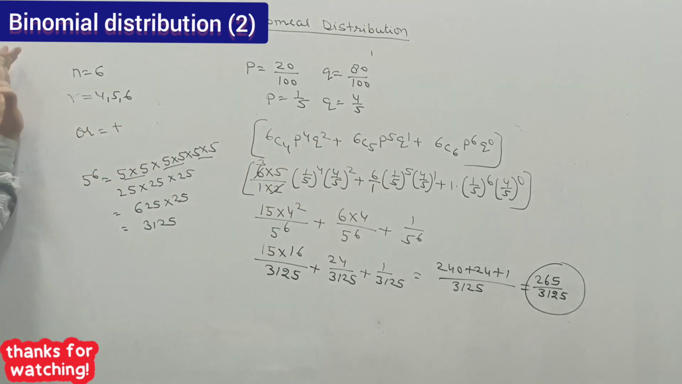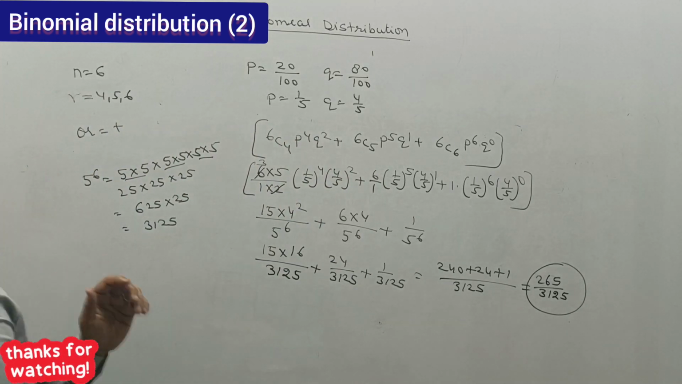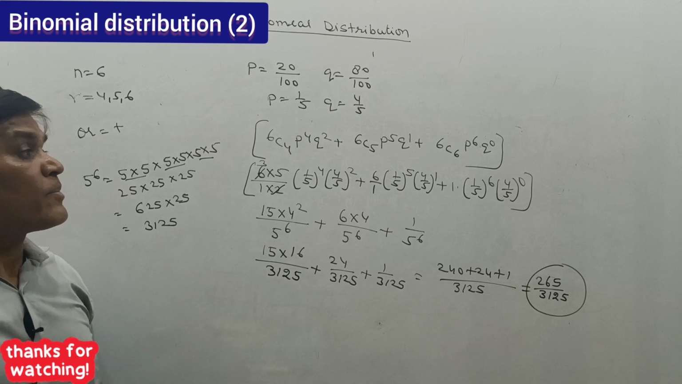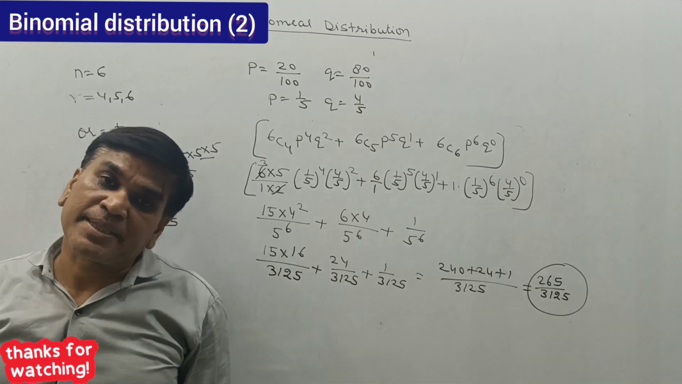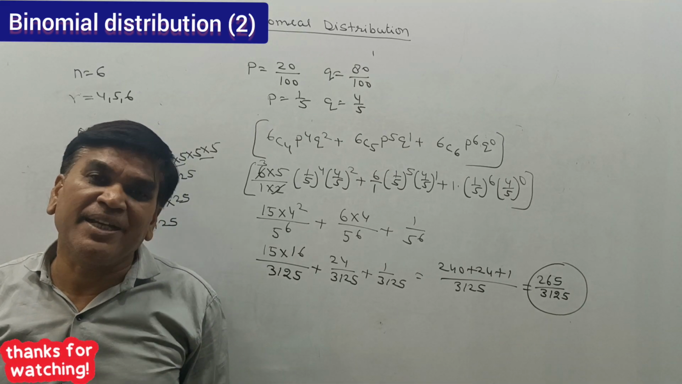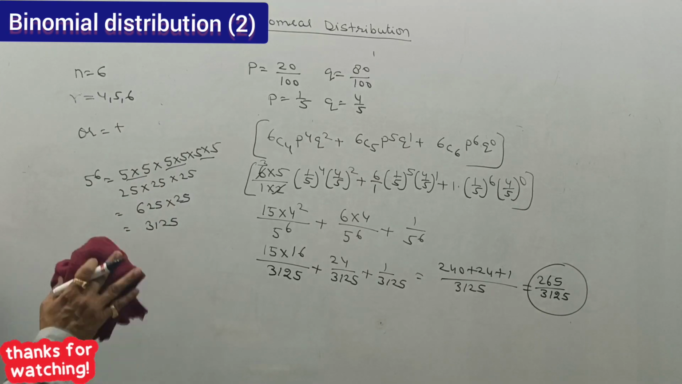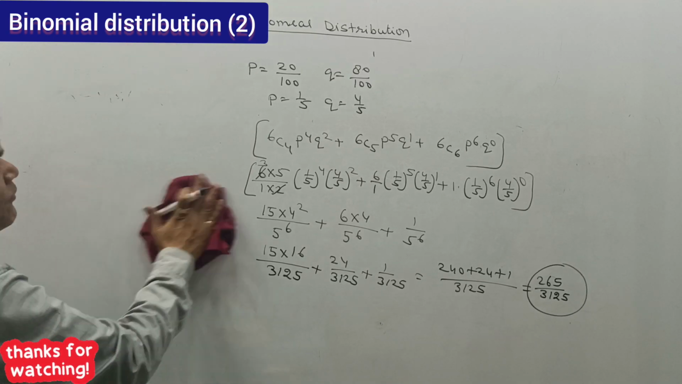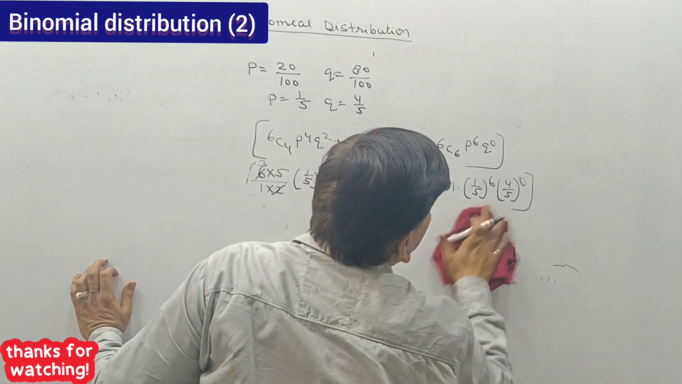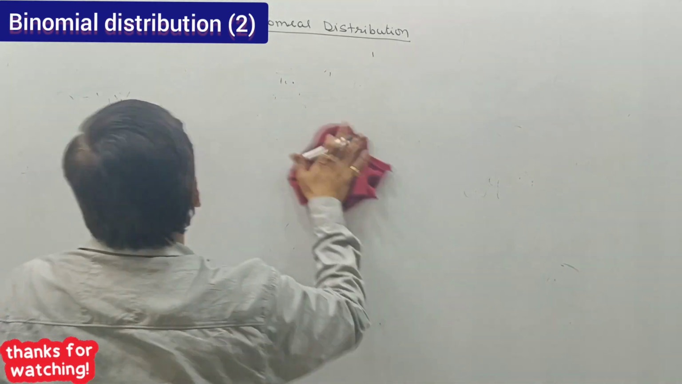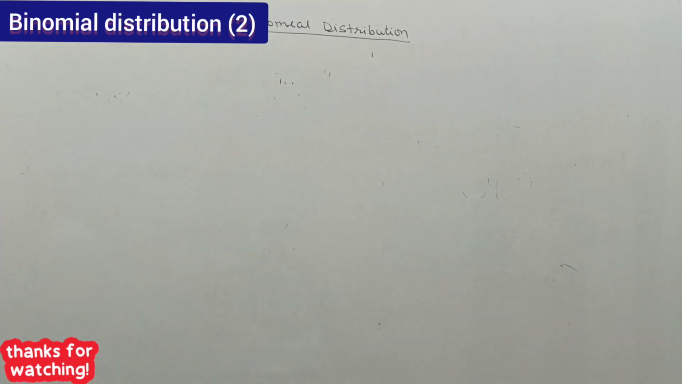So in this manner we can calculate the binomial distribution. One more question we will discuss in the binomial distribution. It's a very interesting topic. Suppose a farmer sowed some seeds in his field. One more question related to the binomial distribution.